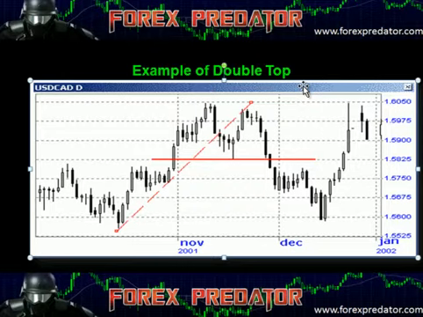So the next chart pattern which we cover is the flag. So stay tuned for that one.